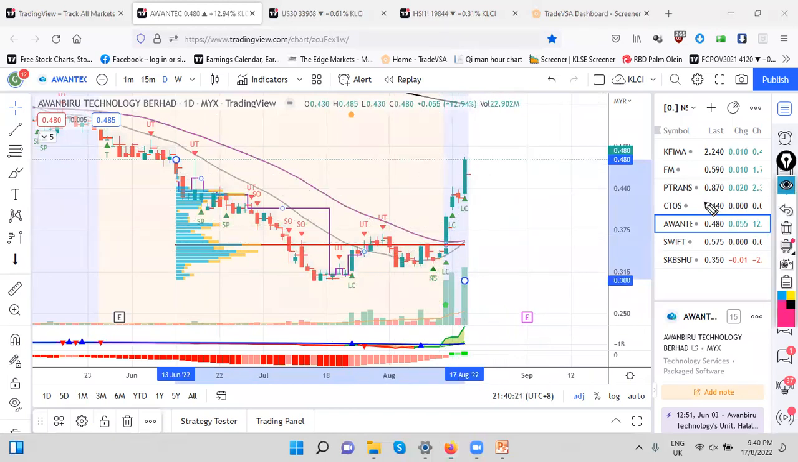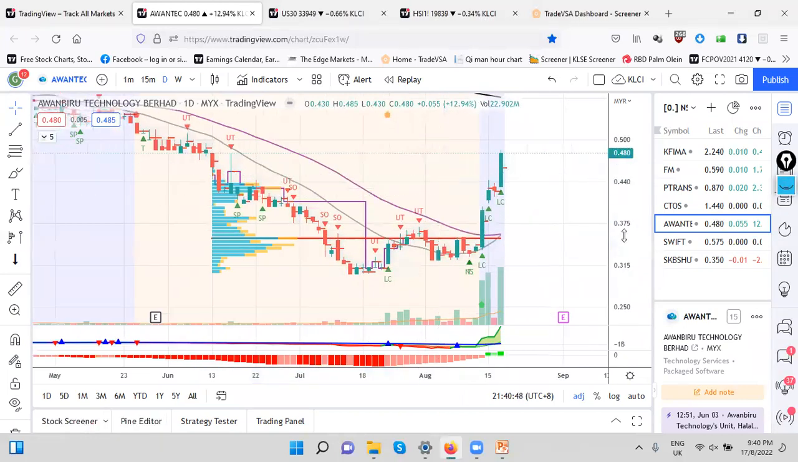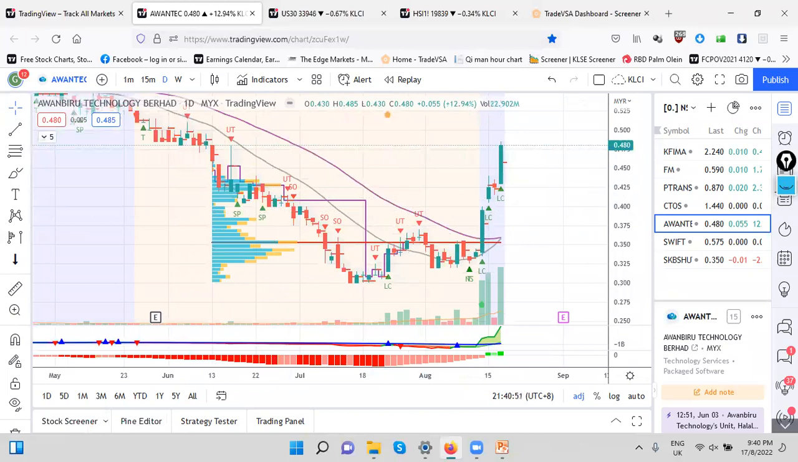A good setup like Awan Biru. Awan Biru actually came out in NS. When I saw this bar at that time, I already started to jump in on the first LC bar when it was moving up. So this is one example of how we want to use this volume profile.